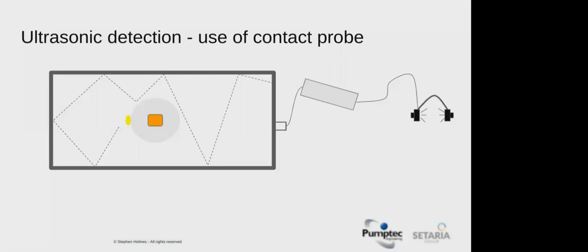So here we can make use of a magnetic contact probe. This places an ultrasonic microphone, a very sensitive microphone, up against the metalwork, listening for the vibrations coming through the metalwork, and that then is passed on to the instrument and into the earpieces of the operative.